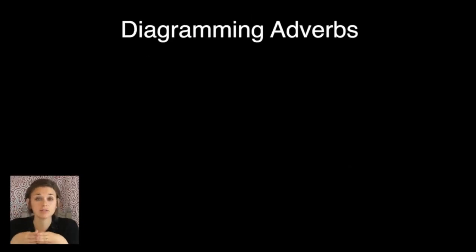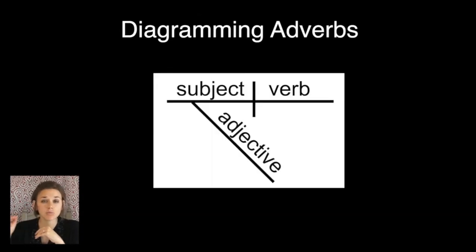Let's talk about how to diagram adverbs. You'll remember that when we diagrammed adjectives, we put them on a slanted line right underneath the word that they were modifying. So far for us, that just means the subject. So there is the sentence diagram of kind of where we are right now. We have the subject, the verb, and an adjective underneath the subject.